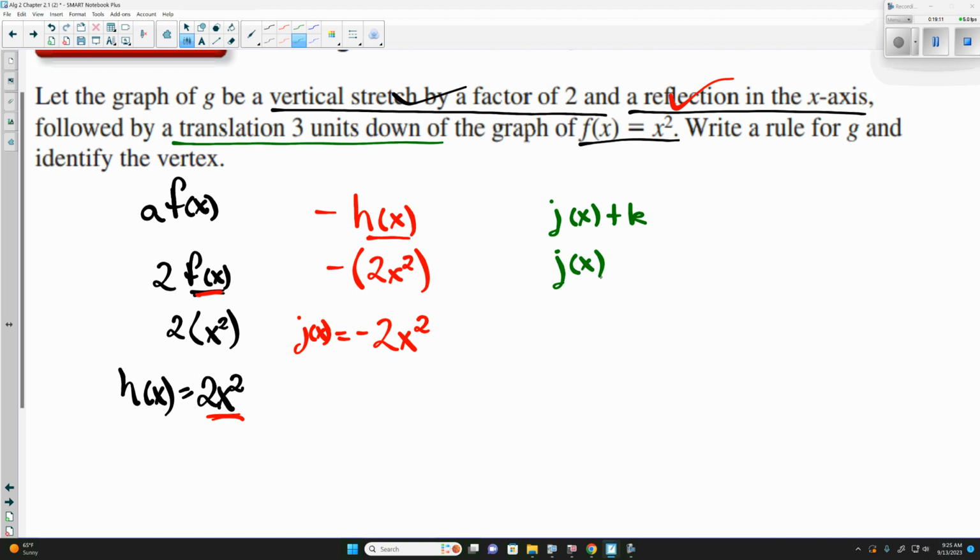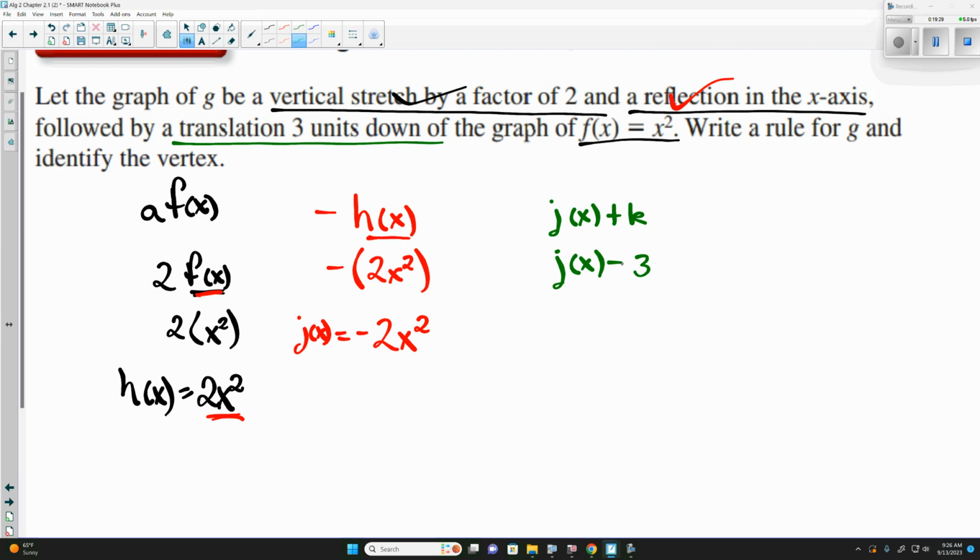So the 3, yes. Right. It would be plus negative 3, or we can say minus 3. Either works. And now we need to plug our function in, or plug it into the function.